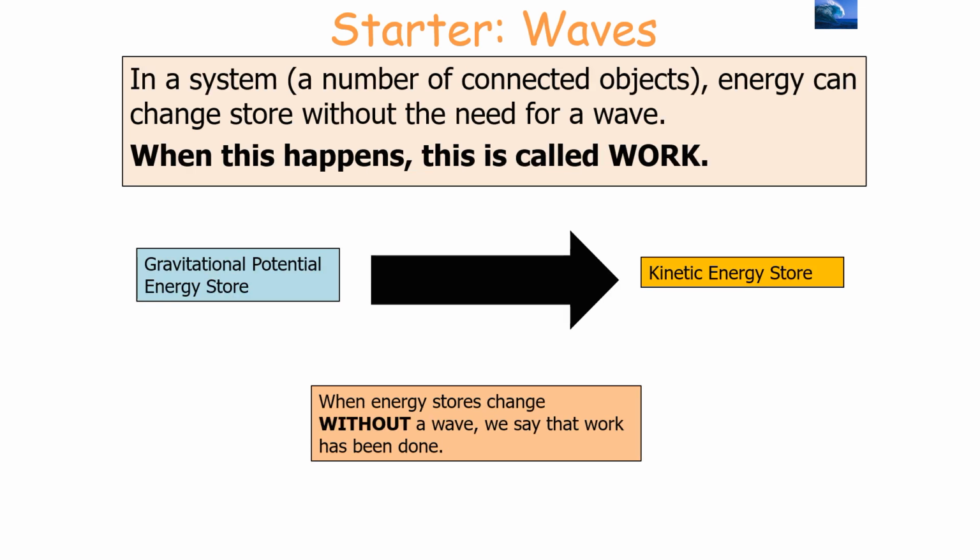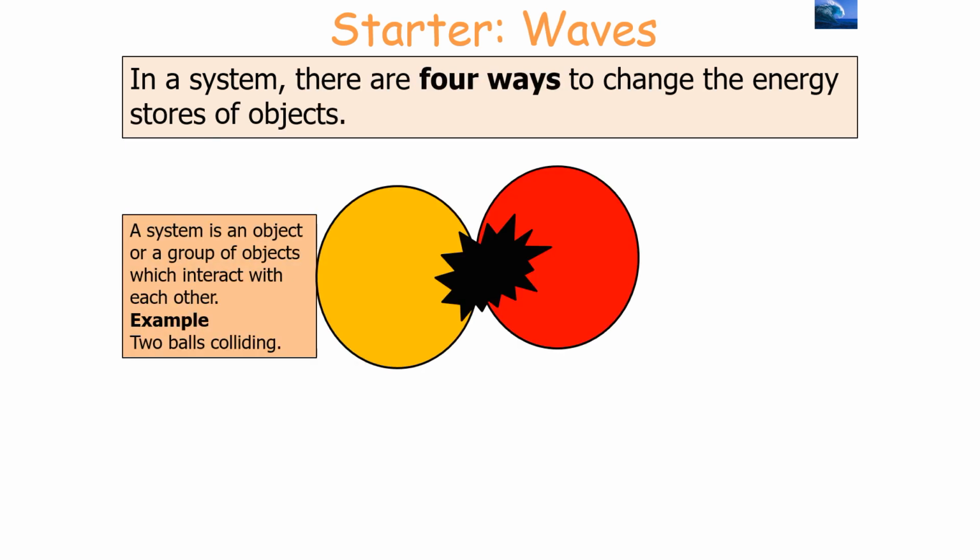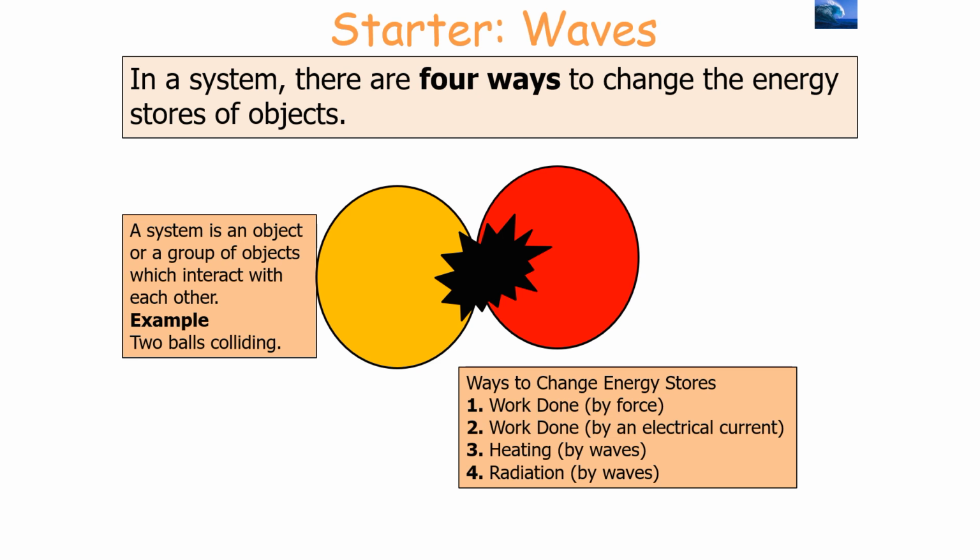Now in a system, energy can change store without the need for a wave, and when this happens, this is called doing work. So for example, we would say that work is done if an energy store changes type without using a wave, so we can say that we've got mechanical work. Because remember, in a system there are 4 ways to change the energy store of objects. You can have work done by a force, work done by an electrical current, heating by waves, or radiation by waves.